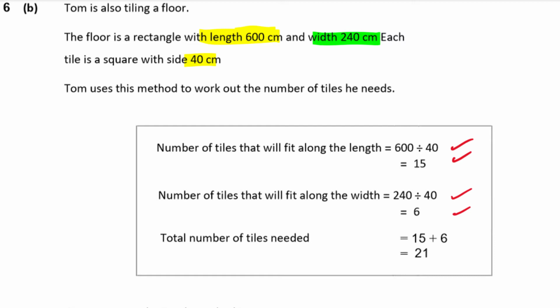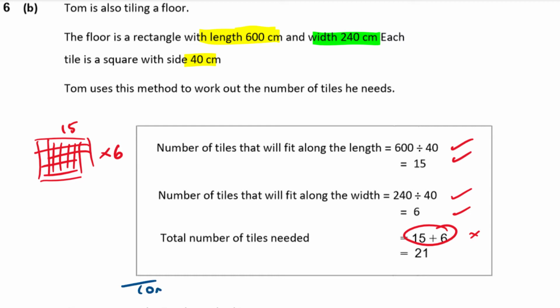Huh? Tom, what are you doing? That's not right. That is not correct. Because it's basically a grid, isn't it? So you're going to have 15 rows this way and 6 rows this way. So you're going to have to multiply them together, aren't you? It's going to be 15 times 6. Okay? So that's what we need to write. That's his error. So Tom has added instead of multiplying.